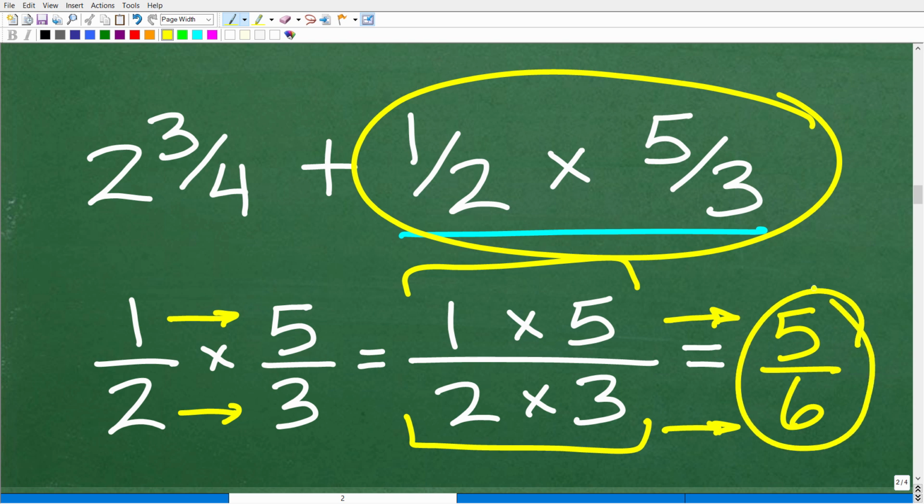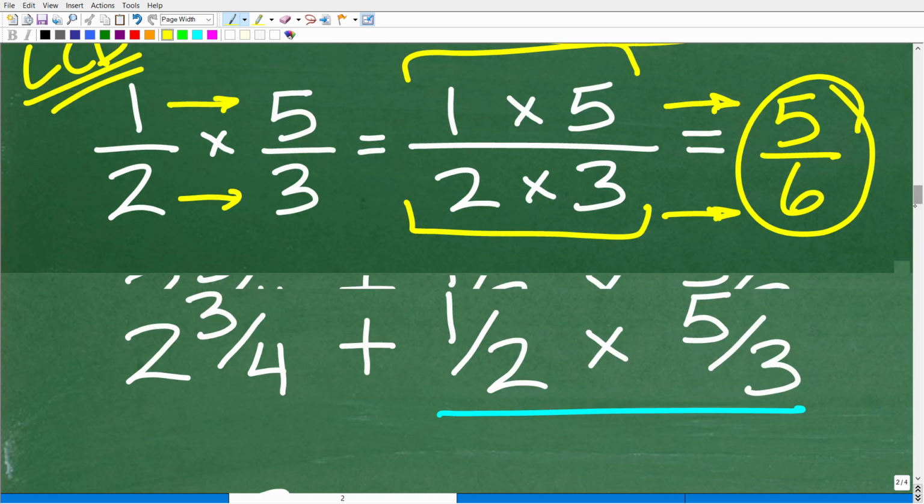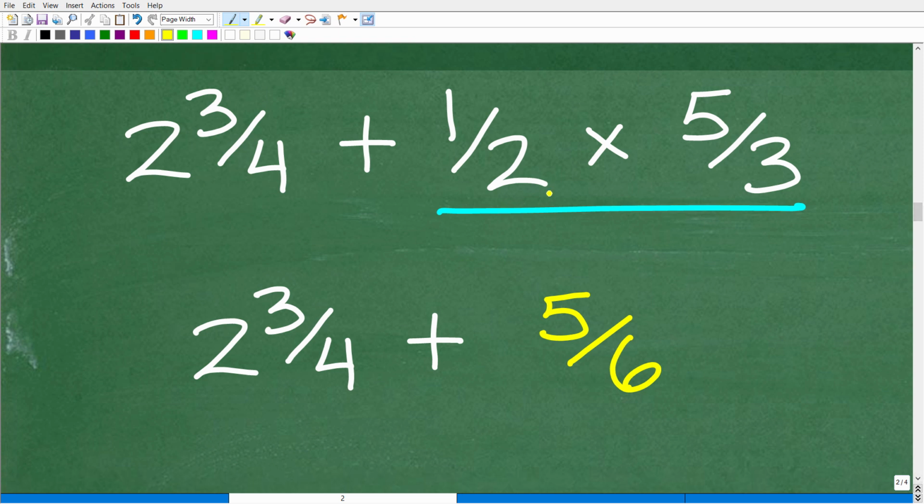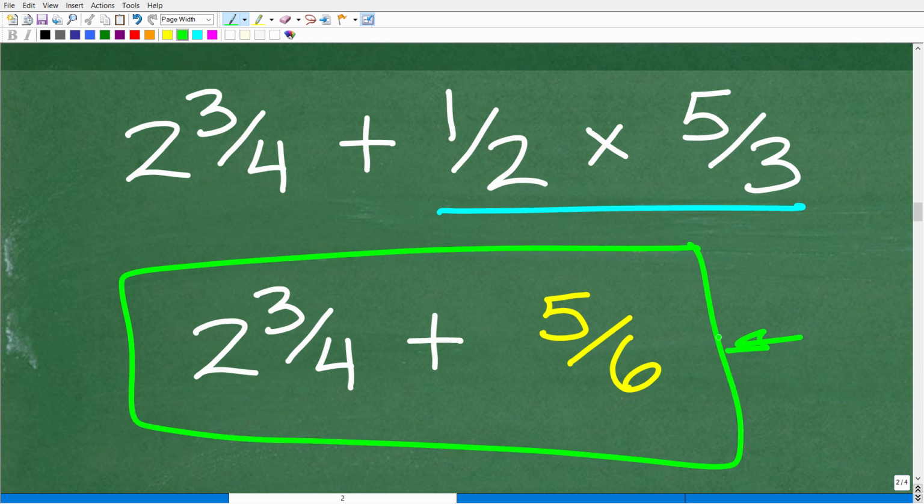And now we're going to talk about how to add fractions. And of course, this is going to get a little bit more interesting because we're going to be talking about the LCD. Okay, so let's go ahead and take the next step and figure out what 2 and 3/4 plus 5/6 is equal to, right? Because 1/2 times 5/3 is equal to 5 over 6. All right, now if you think you can add these two fractions, maybe you want to pause the video and see if you can get the right answer. But I'm going to show you this.